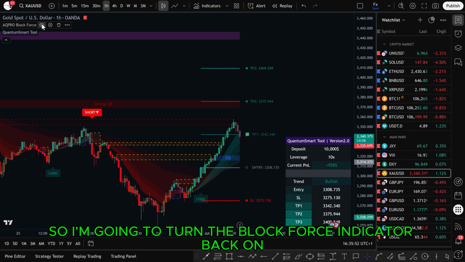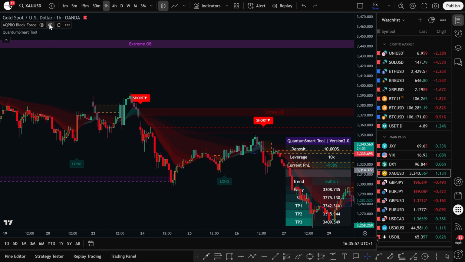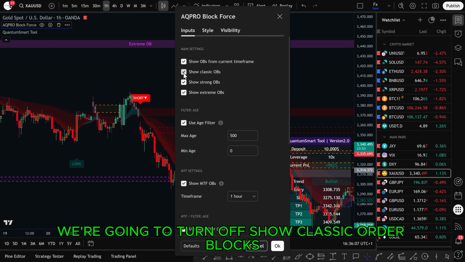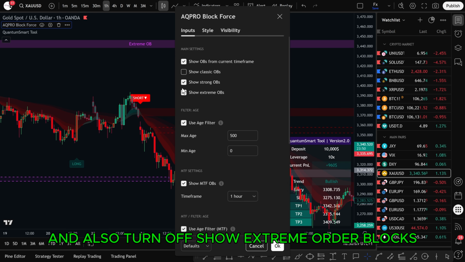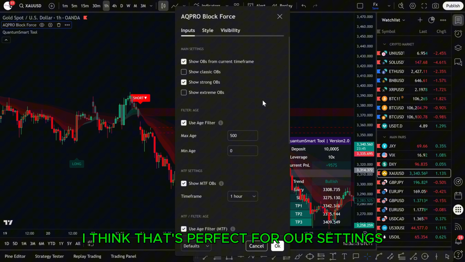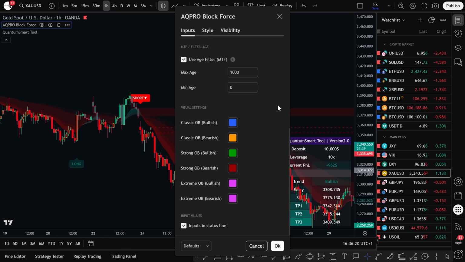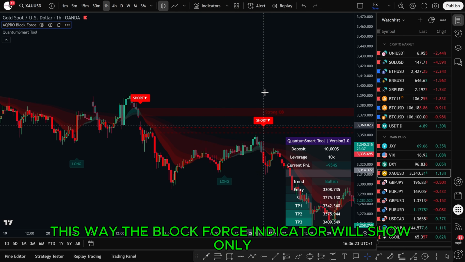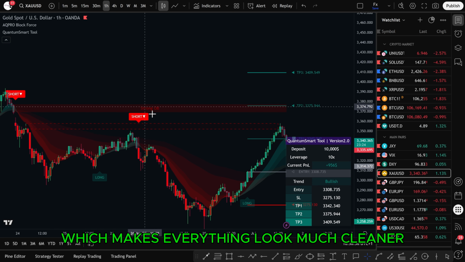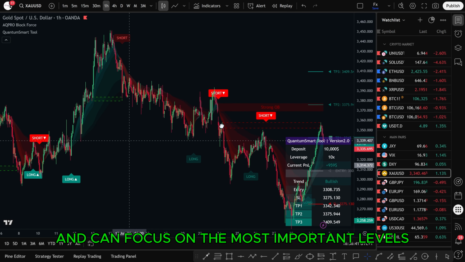So I'm going to turn the block force indicator back on. First, we'll go into the settings of the block force indicator. To make the chart cleaner, we're going to turn off Show Classic Order Blocks and also turn off Show Extreme Order Blocks. We'll leave only Show Strong Order Blocks turned on. I think that's perfect for our settings. Then we click OK. This way, the block force indicator will show only strong order blocks on the chart, which makes everything look much cleaner. That means we have fewer order blocks on the chart and can focus on the most important levels.